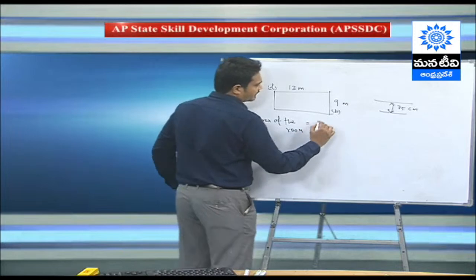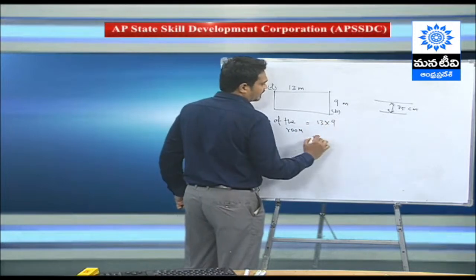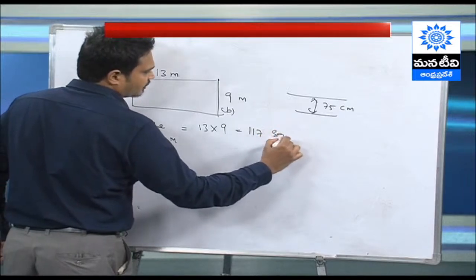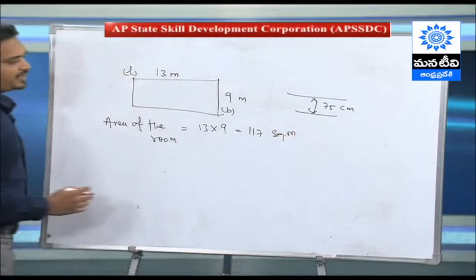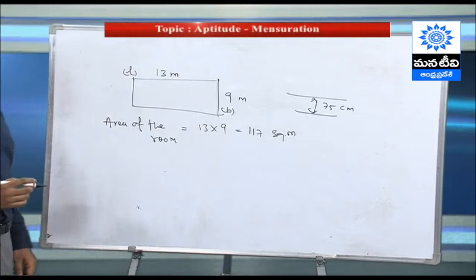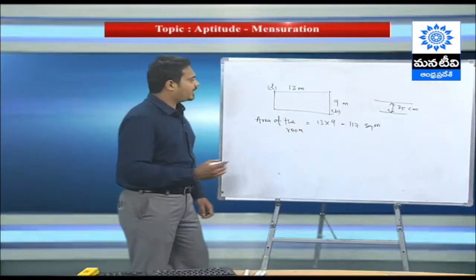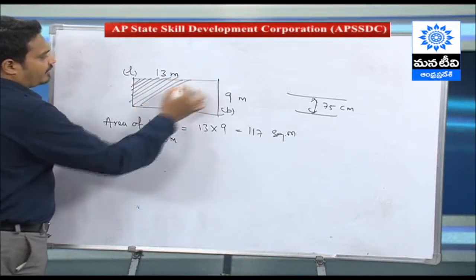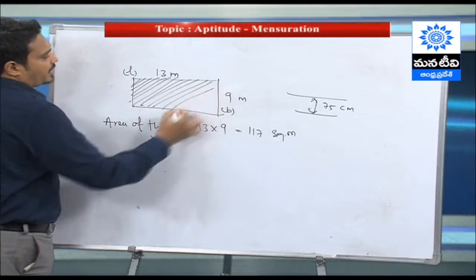is equal to 13 into 9, which is 117 square meters, or meter square, however you want. So now we have got the area of the room. So if you see this area, this is the area which we have to cover. I want to lay carpet over this entire area.